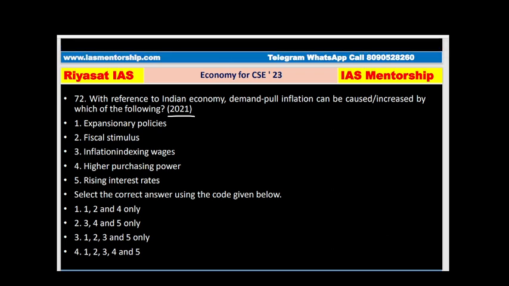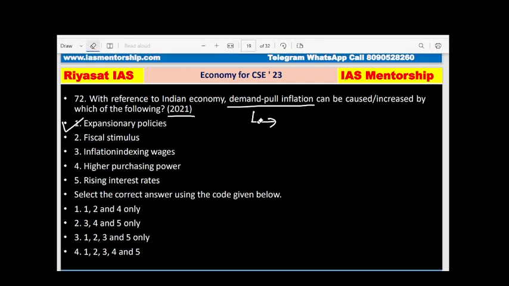With reference to Indian economy, demand pull inflation can be caused or increased by which of the following? Expand. Demand pull inflation, अभी मैंने बताया कि people का demand is increasing, product supply is same, that is your demand pull inflation. कैसे बढ़ेगा? पहला expansionary policy, absolutely yes. Government expansionary policy बढ़ेगी, मतलब this will give more money in market. एक्सपेंशन का मतलब मनी को इंक्रीज करना. मोर मनी इन मार्केट मीन्स दैट डिमांड इज इंक्रीजिंग. ओके, डिमांड इंक्रीज होता है तो भाई इन्फ्लेशन कॉज होता है.